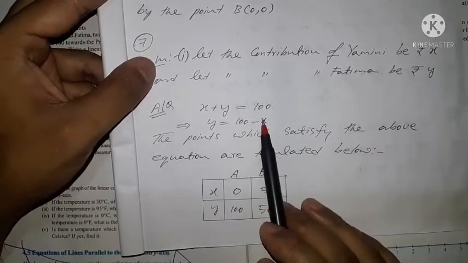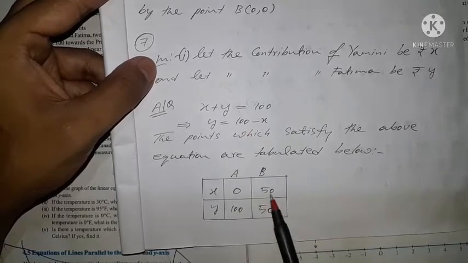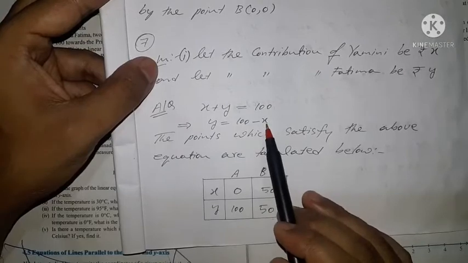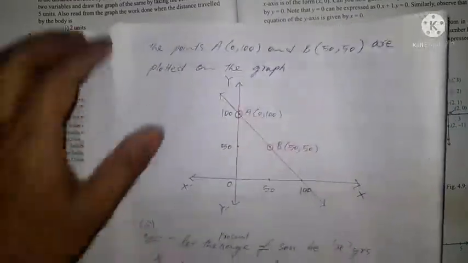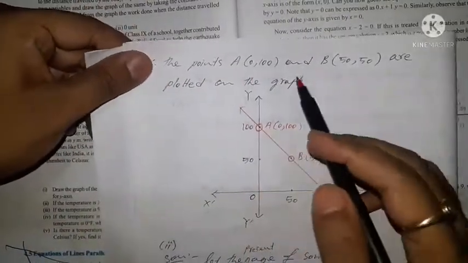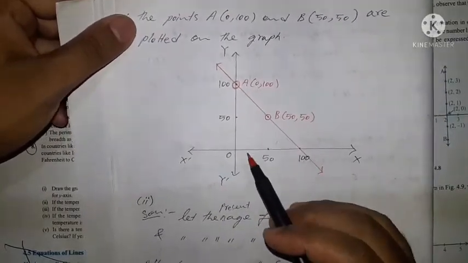So if we put the value of X as 0, the value of Y becomes 100. And if we put the value of X as 50, so 100 minus 50, the value of Y is also 50. So therefore the points A (0, 100) and B (50, 50) are plotted on the graph. So this is the graph.